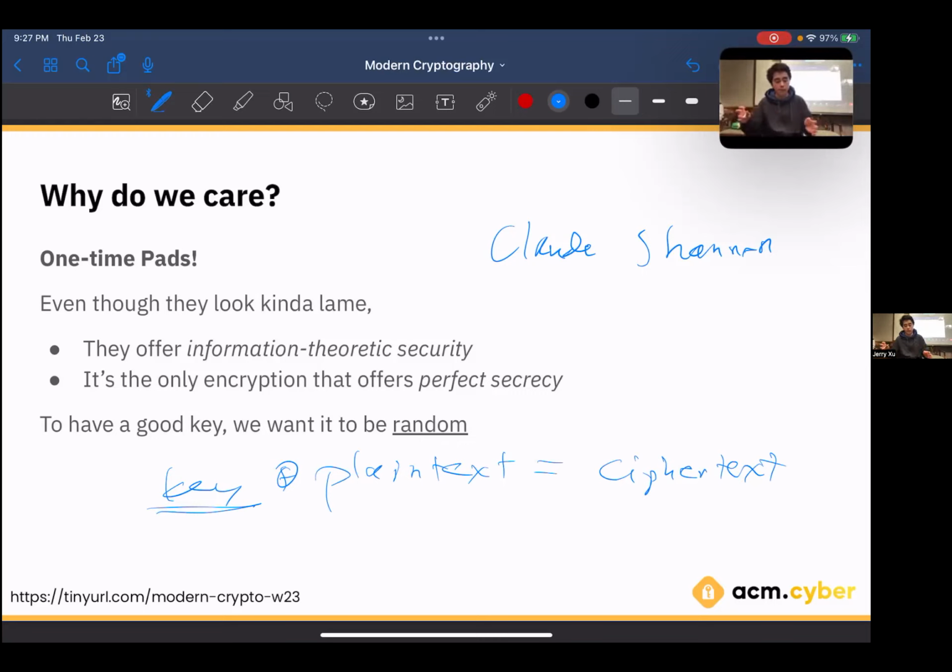Maybe you could narrow it down to things that make sense in English, but theoretically it could just be pure gibberish, right? And so that's the reason why one-time pads are so strong in the theoretical sense, because they offer this information theoretic security, meaning that everything is equally likely, synonymous with this other term, perfect secrecy.